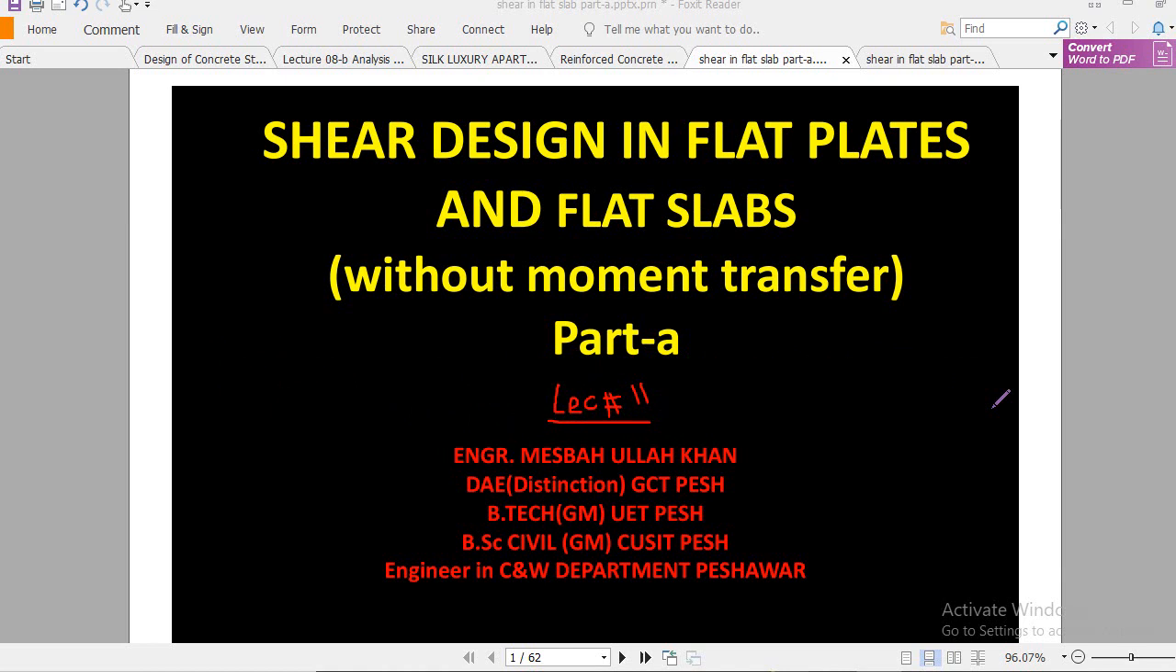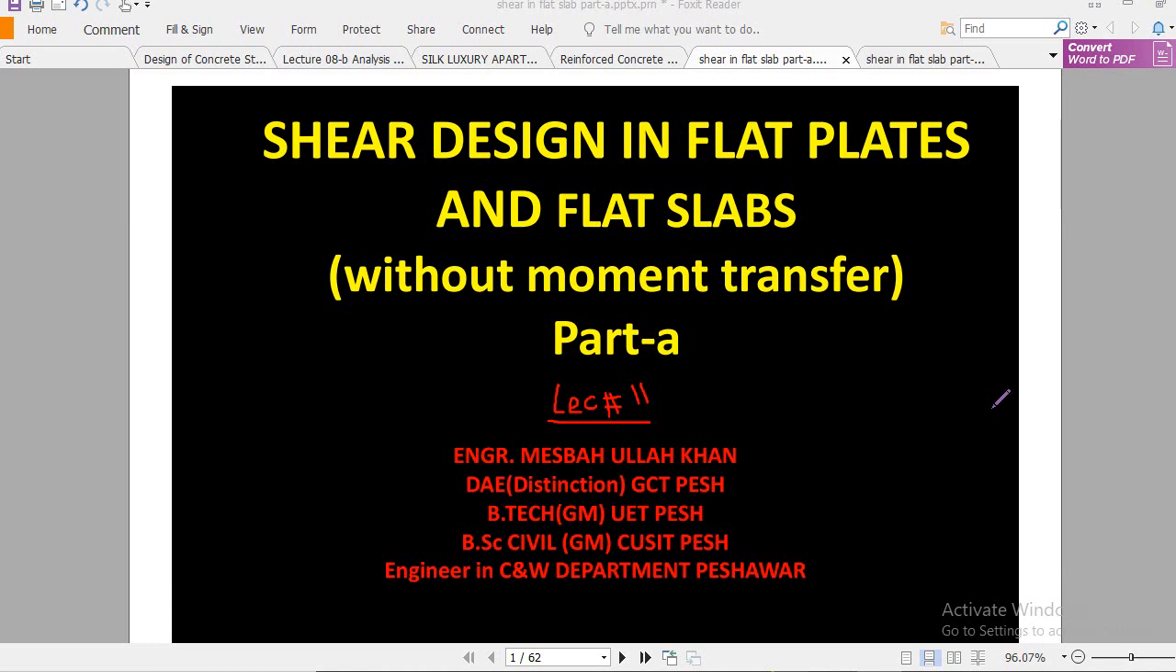Students, whenever we are designing a flat slab or flat plate system, the major problem is shear: punching shear or beam shear. This is one of the greatest problems, and it will control the thickness of the slab in such cases. Punching shear almost always controls the thickness and is the governing criterion. We also check beam shear and deflection, but the most critical case is punching shear.